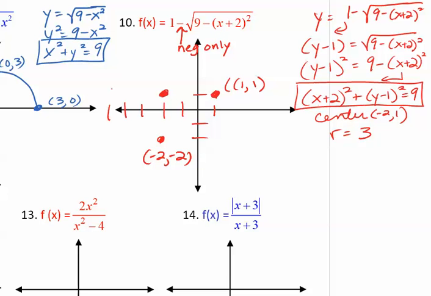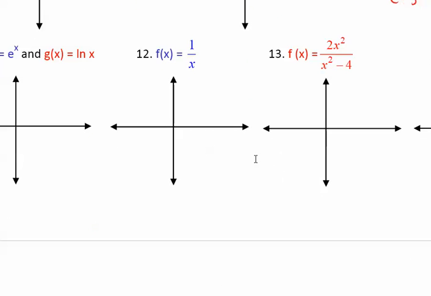And if we go 3 units this way, this point would be at what? -5, 1. So when it's the negative root, we want just the bottom semicircle. Hopefully this is all sounding familiar.